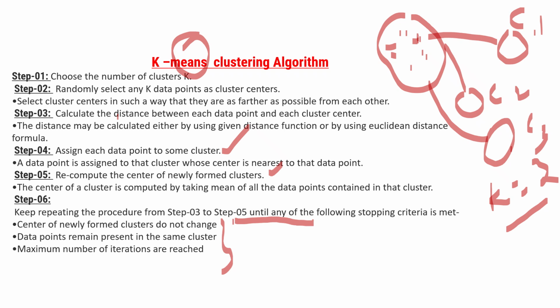The second one is that all the data points in the clusters are the same. There is no change in the cluster. In that case, I can stop. Then the third one is that the maximum number of iterations is reached. Suppose in some problems, the number of iterations is given as 3 or 4. In such a case, if that number of iterations is reached, I can stop. So this is the basics of k-means.